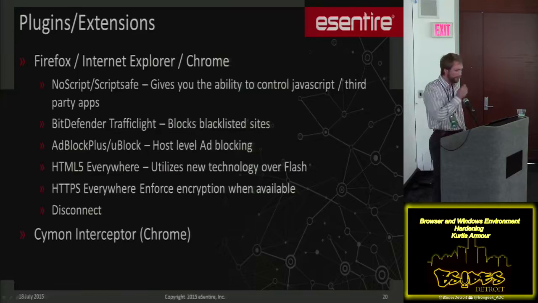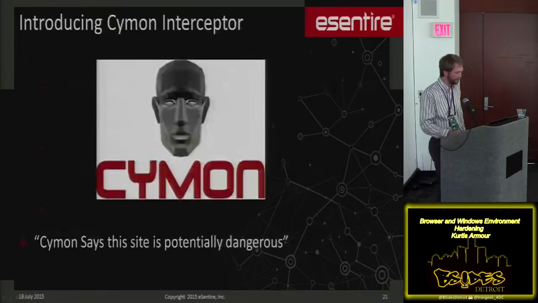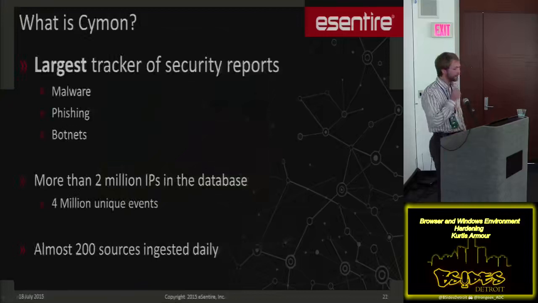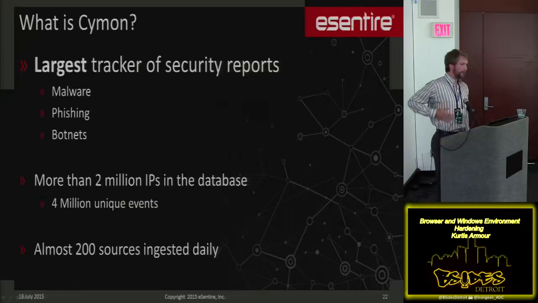eCentire has been working on this Chrome extension, and if you saw Roy's talk, he went into it very briefly. It's called Simon Interceptor. There's some great branding here for you all to see. So what is Simon? Simon is the largest tracker of security reports, which includes malware, phishing, botnets, all that good stuff. I think it's more than 4 million IPs in the database and 10 million security events as of this morning, Roy?